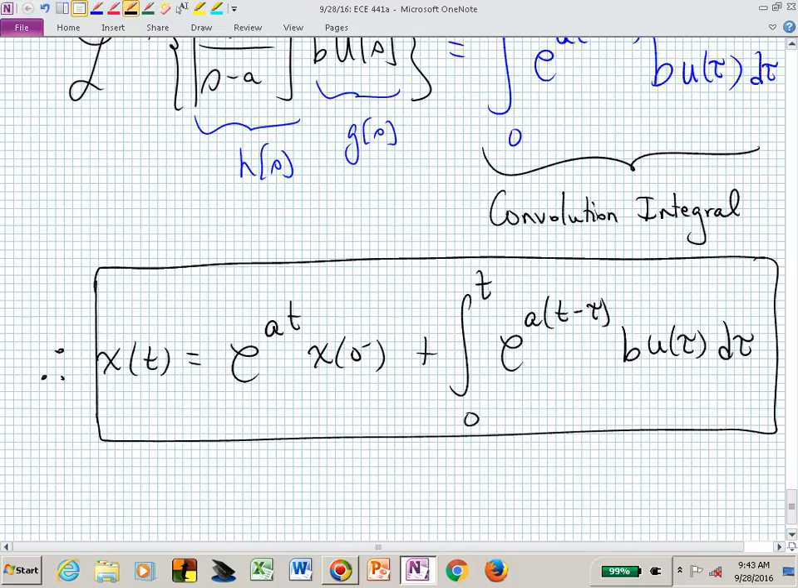You have this convolution integral on the right, and if you don't have any input, all you have is this initial condition response, which is impacted by the state transition matrix, which is e to the at. And that state transition matrix helps influence how the input comes in to drive the state, because it's now inside the integral with this e to the a t minus tau.